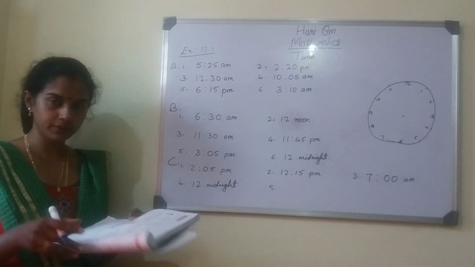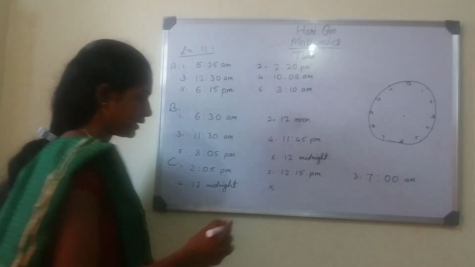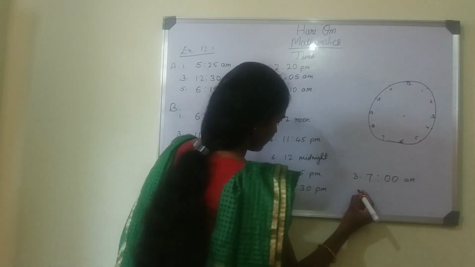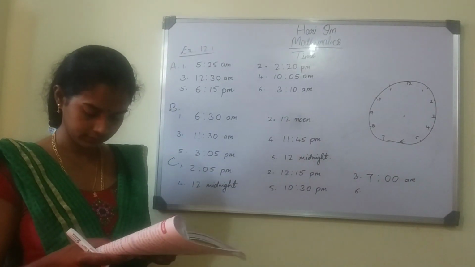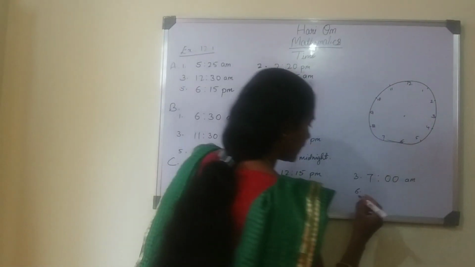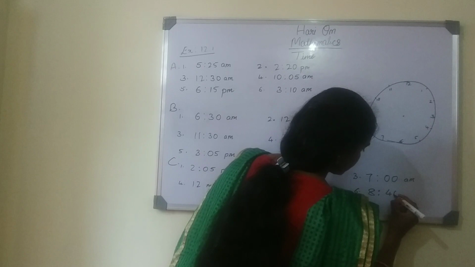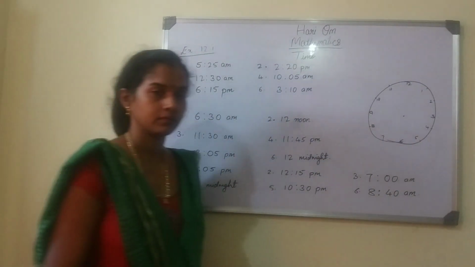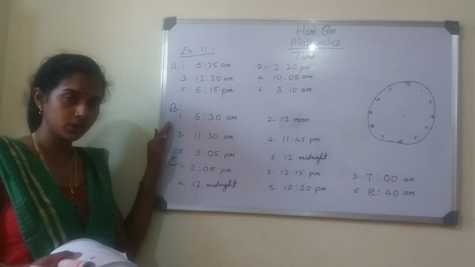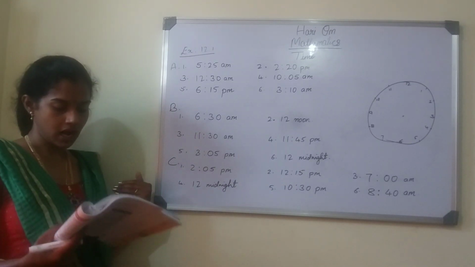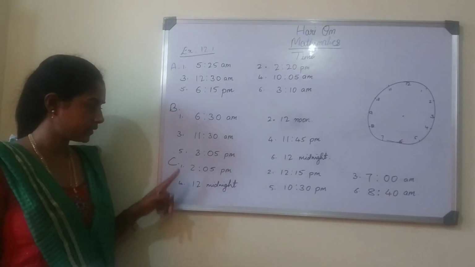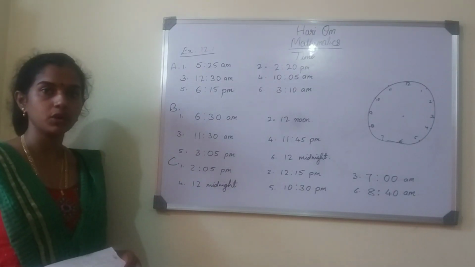Okay. So fifth one, 9:30 p.m. So if we add 1 hour to 9, it becomes 10. So it is 10:30 p.m. Sixth one, 7:40 a.m. So 7, if we add 1, it becomes 8:40 a.m. Understood, children? Here in the B main we have the time before an hour, and here in the C main we are going to write the time 1 hour after the time they have given. Have you all finished it, children?